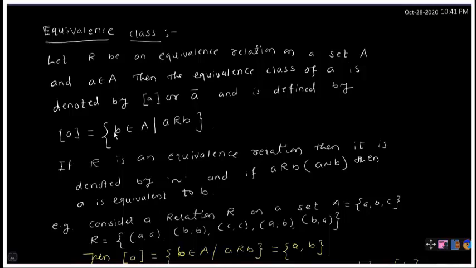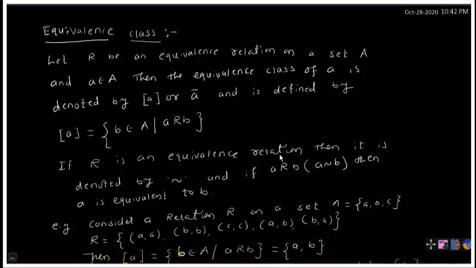This is a set containing all elements b in A such that a is R related to b. Means what? This is a set containing all elements belonging to A which are related to the element a. Suppose b is R related to a, then b comes in this equivalence class of a.